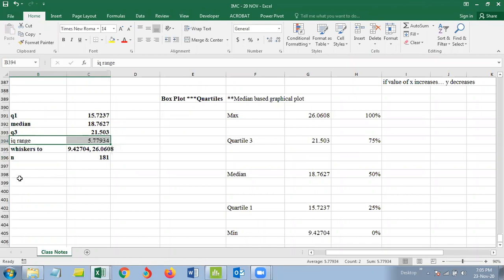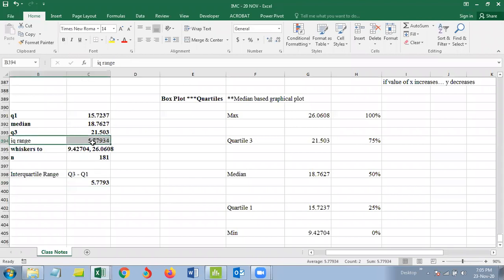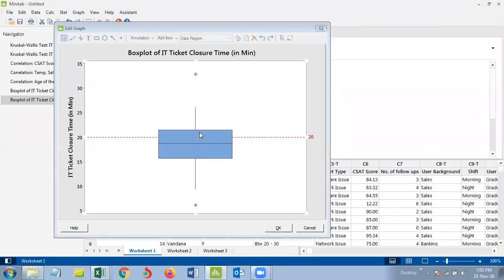What is interquartile range? How do we get this? Q3 value minus Q1 value will give you interquartile range. If you look at this Q3 value minus the Q1 value, it will give you 5.77, whatever. So that's how we get this IQ range. IQ range is nothing other than the size of the box.